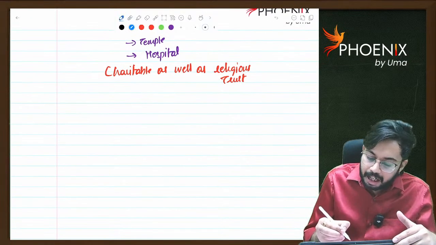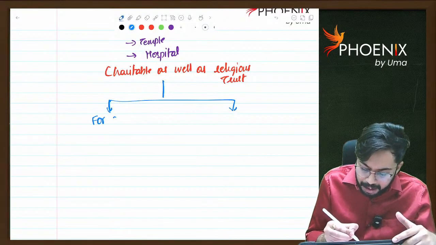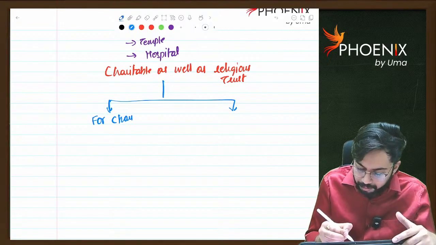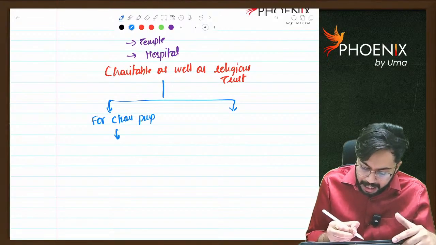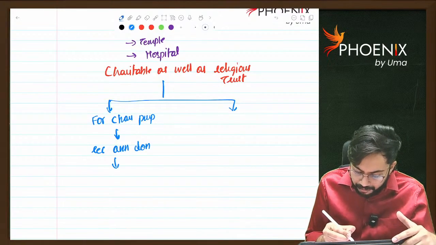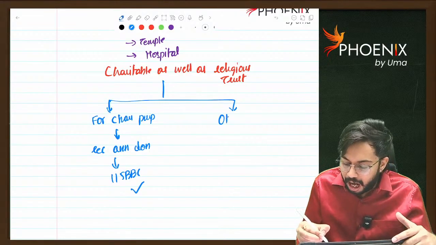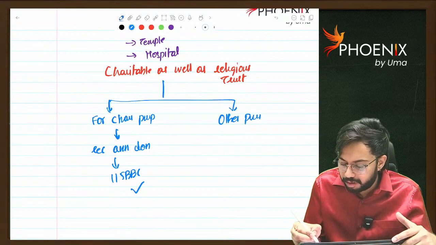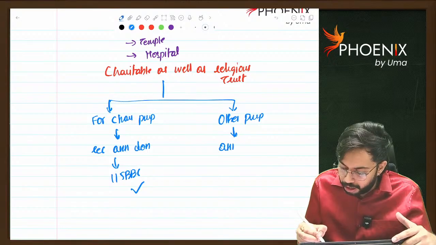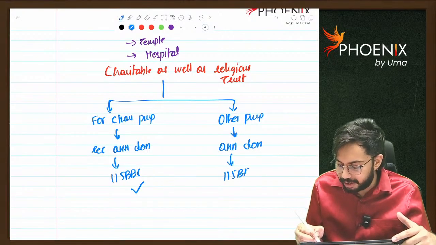So if it is a charitable as well as religious trust, then for charitable purpose, if it receives any anonymous donation, then 115 BBC is applicable. For other purpose, if any anonymous donation is received, then 115 BBC is not applicable.